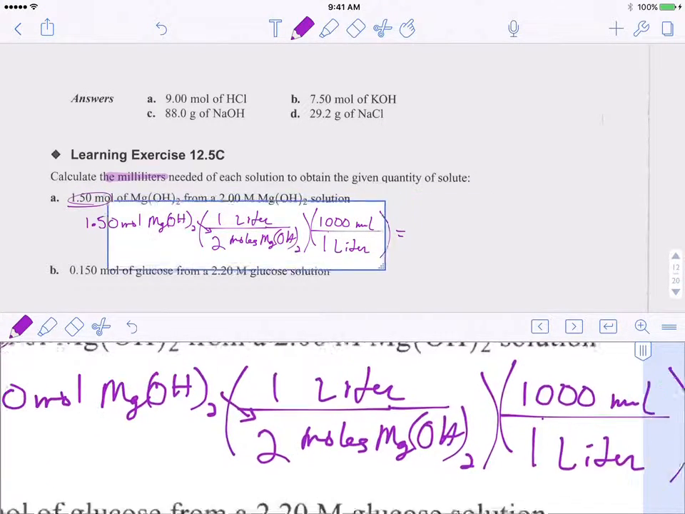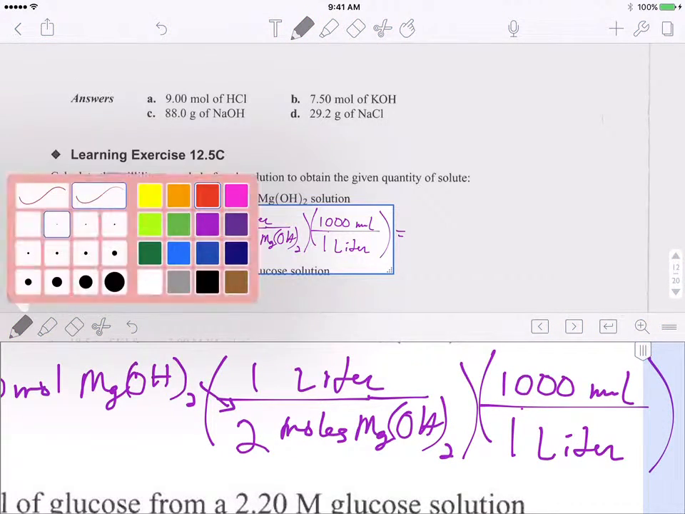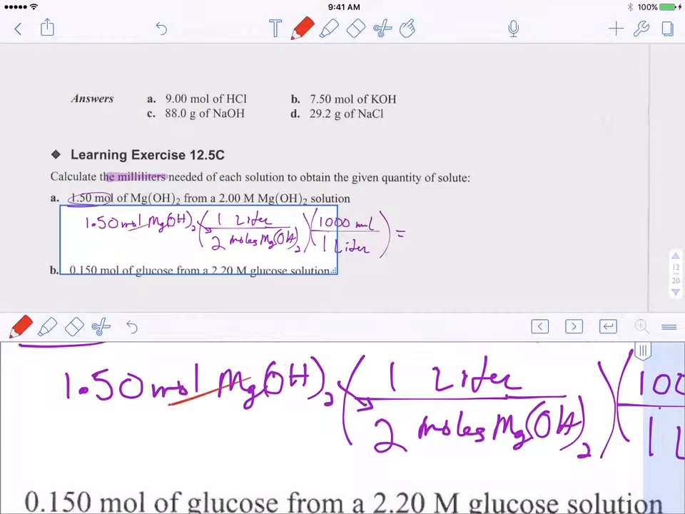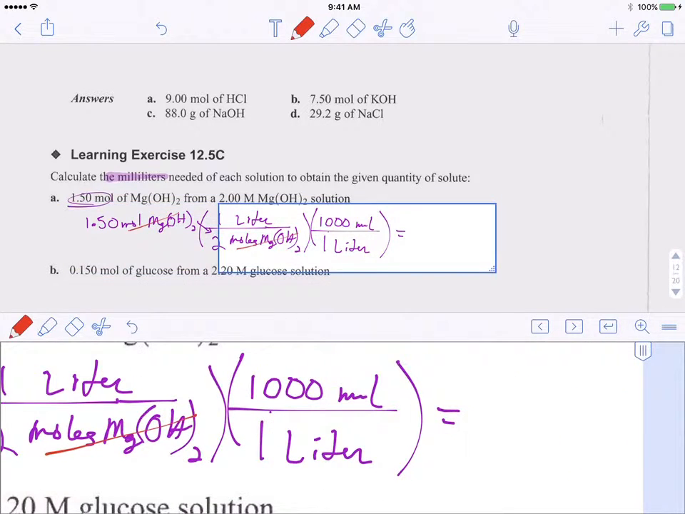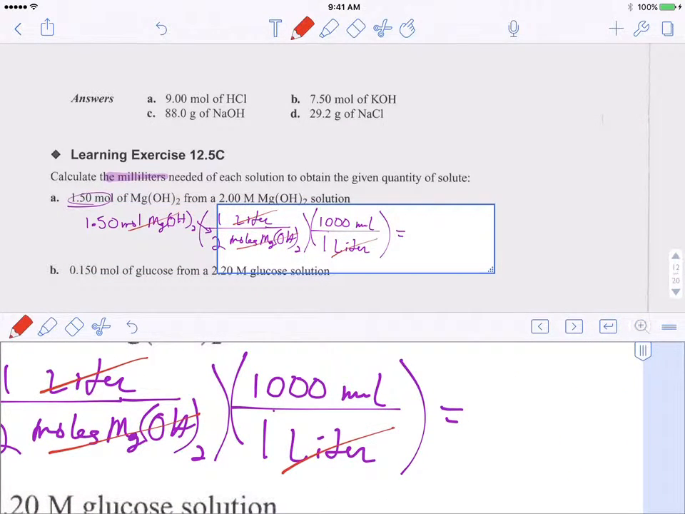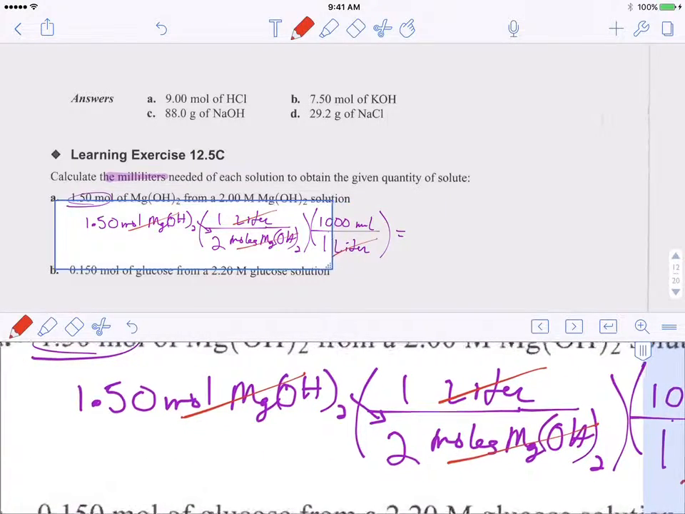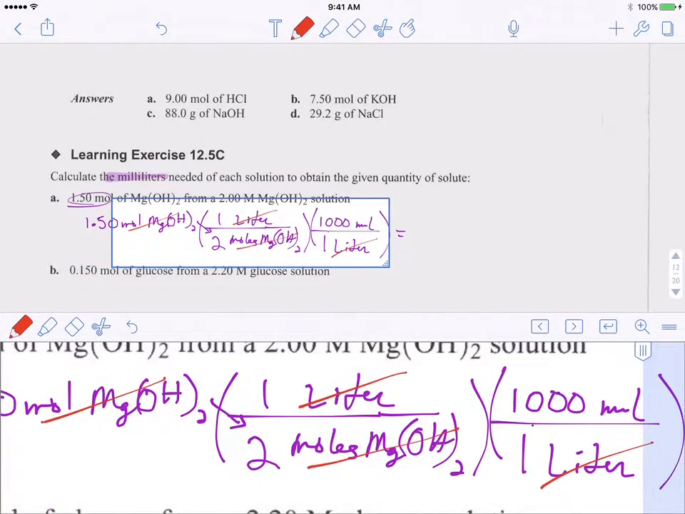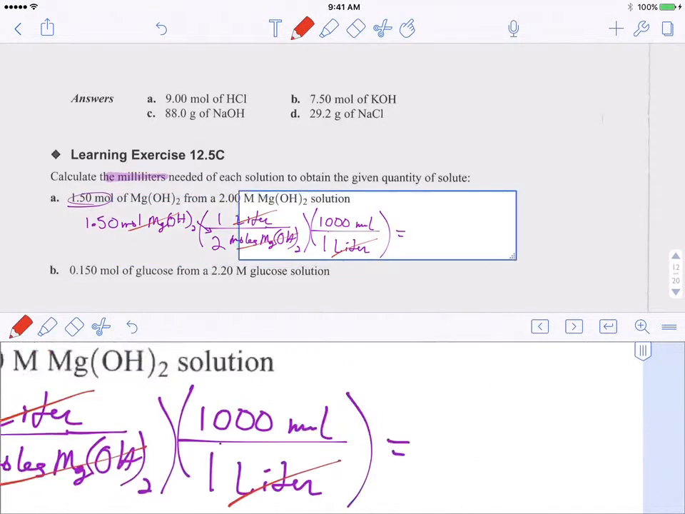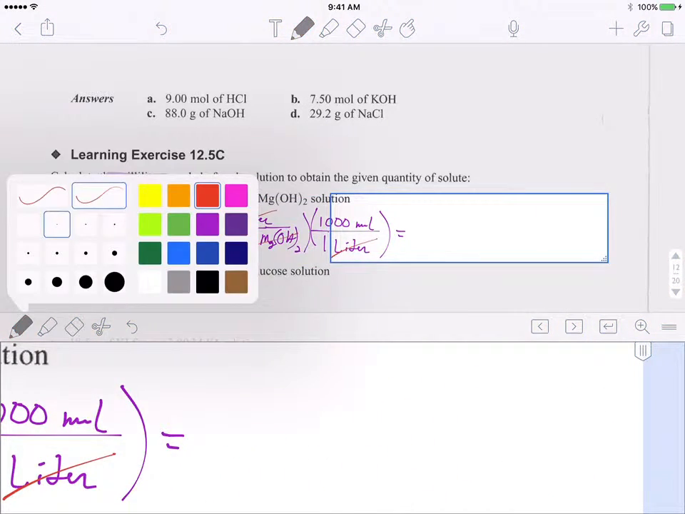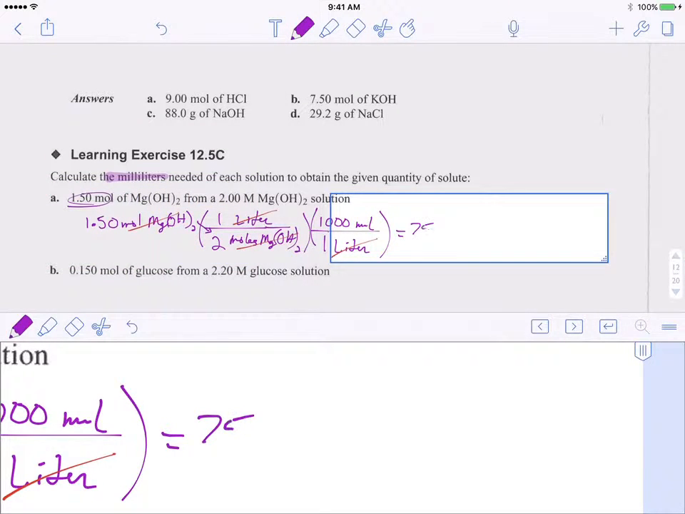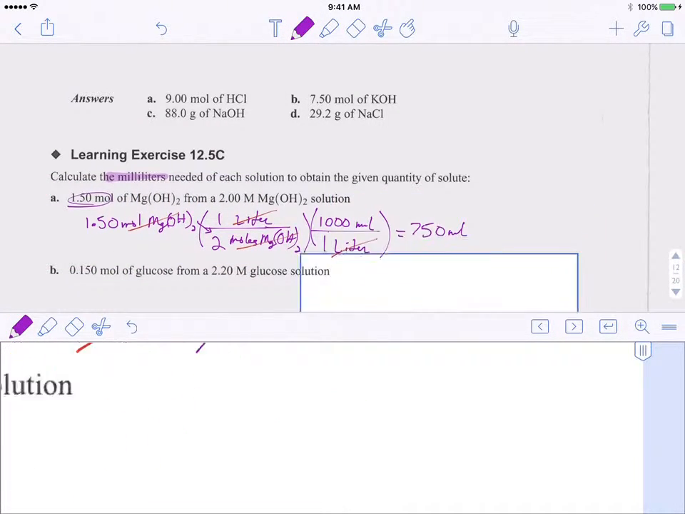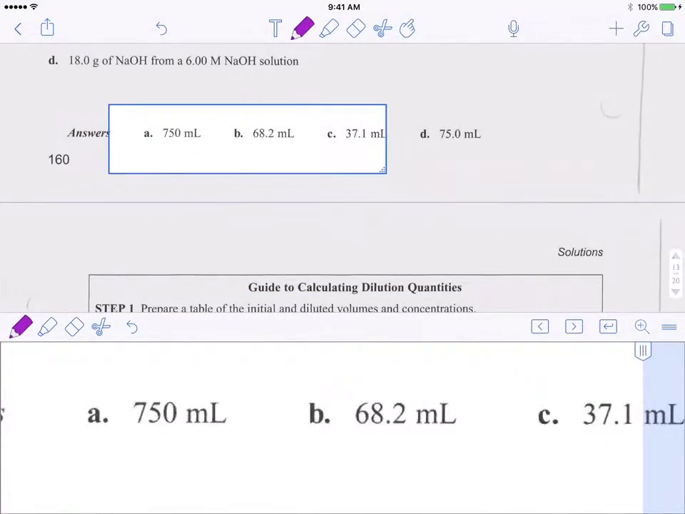All right, let me just go check my units. I have moles of Mg(OH)2 canceling moles of Mg(OH)2, liters canceling liters, and I'm left with milliliters of what I'm looking for. Just pop this into a calculator. 1.5 times 1,000, enter, divided by 2. 750. Boom. Excellent.